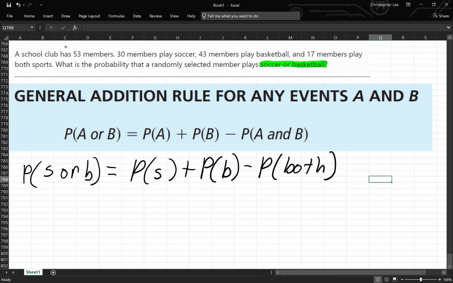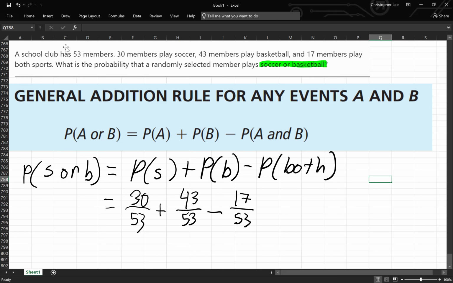You see that? That's connecting each one of the variables. Exactly. That's when I talk about fractions. So watch the fraction. What's the probability of soccer? How many people play soccer? So 30 over the total, 53. Plus, how many people play basketball? 43 over the total, 53. Minus, how many people play both soccer and basketball? 17 over what? 53. Exactly.